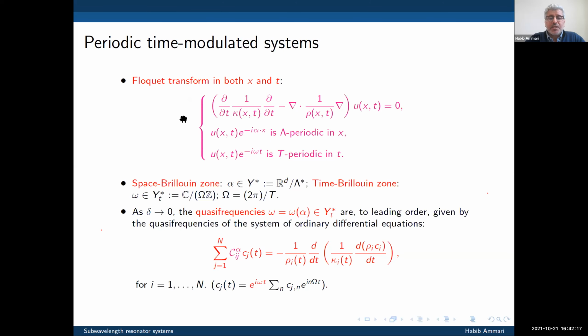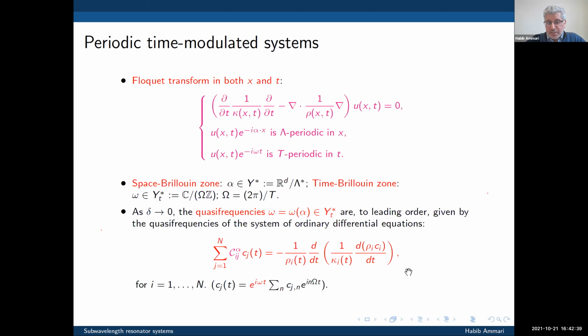Okay. So taking the Floquet transform in t and x, the problem is the following: we fix alpha, we want to find omega, such that there exists a non-trivial solution to this equation here. Great. So how to approximate those quasi-frequencies, those subwavelength quasi-frequencies?